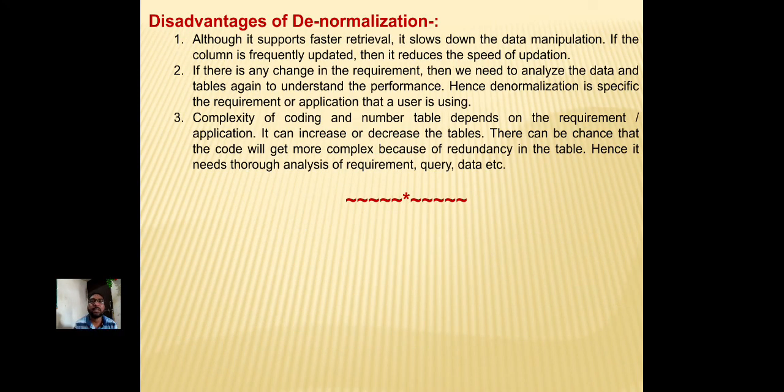Disadvantages of denormalization. First, although it supports faster retrieval, it slows down the data manipulation. If the column is frequently updated, then it reduces the speed of updating. Second, if there is any change in the requirement, then we need to analyze the data and tables again to understand the performance. Hence, denormalization is specific to the requirement or application that the user is using.